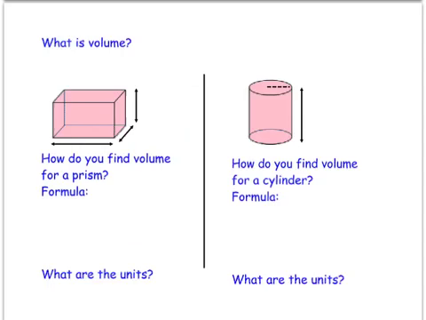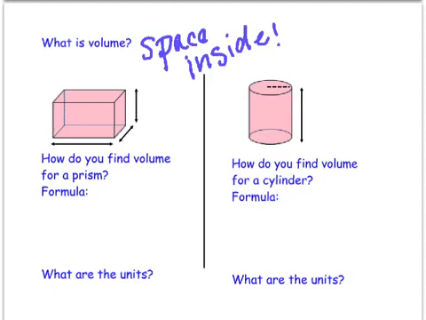Alrighty, what is volume? What in the world is volume? Well, volume is the space inside the object. So it's the space inside. So what we're going to do is find out how to find the volume for a prism. And this, we know, is a rectangular prism.